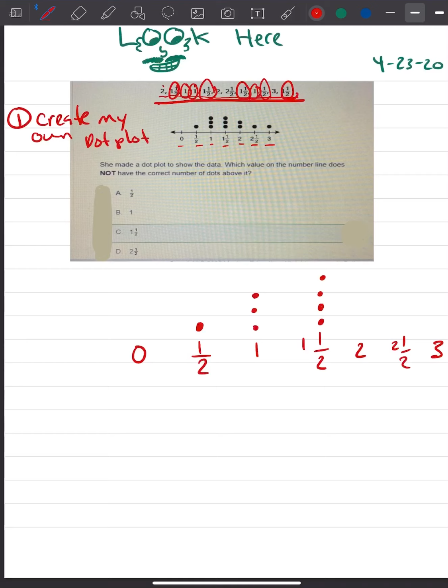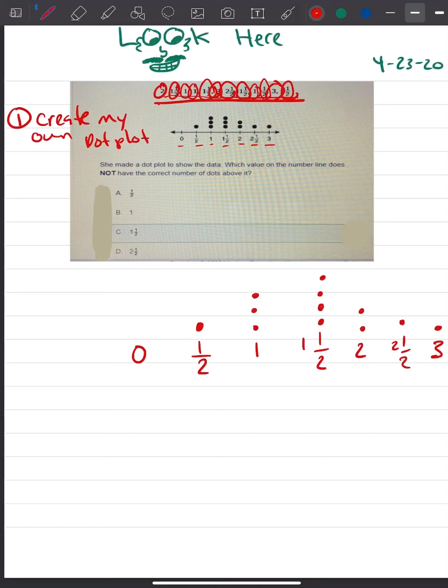See how many 2s? I have 1, 2. 2.5. Let's see, I have 1. That's going to be 1. And 3s, I have 1. Okay, so the information that we just made, guys, is the correct information.